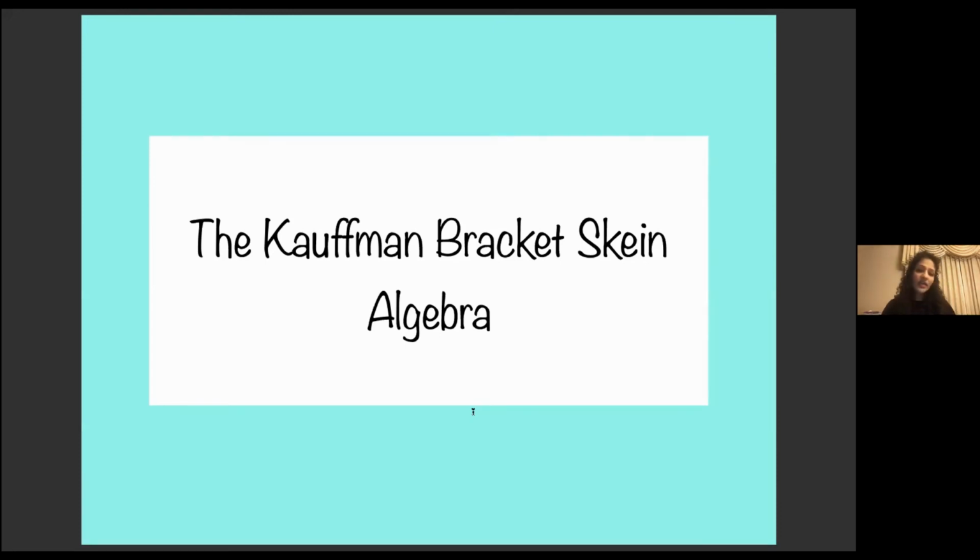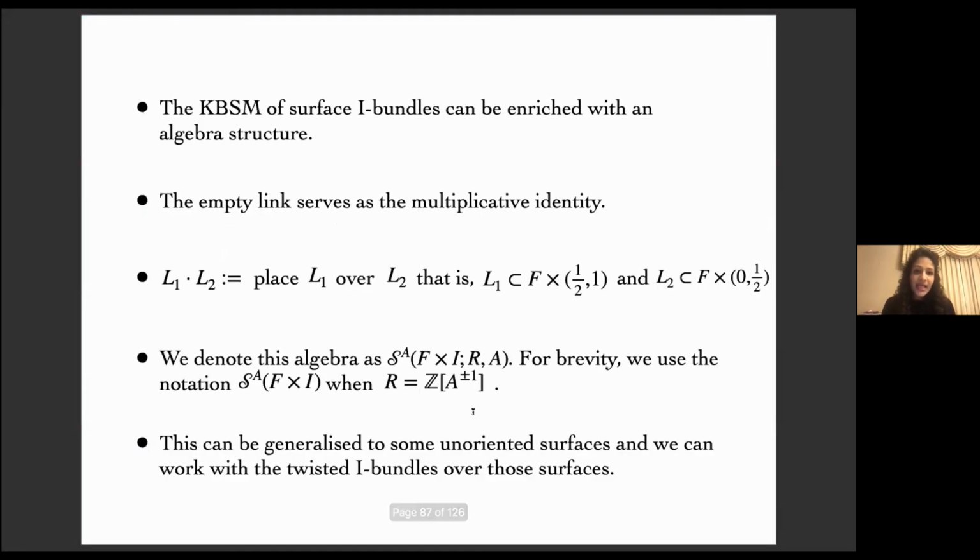So now we move on to the Kauffman bracket skein algebra. So this is where surface I-bundles are important, because the KBSM of only surface I-bundles in most cases can be enriched with an algebra structure. And in this case, the empty link serves as the multiplicative identity, and you define the multiplication of two links, L1, L2 as follows. So if you have L1 times L2, you just place L1 over L2 in F cross I. And then you mod out by the Kauffman bracket skein relations, of course. And so we denote this algebra by S_A(F × I).